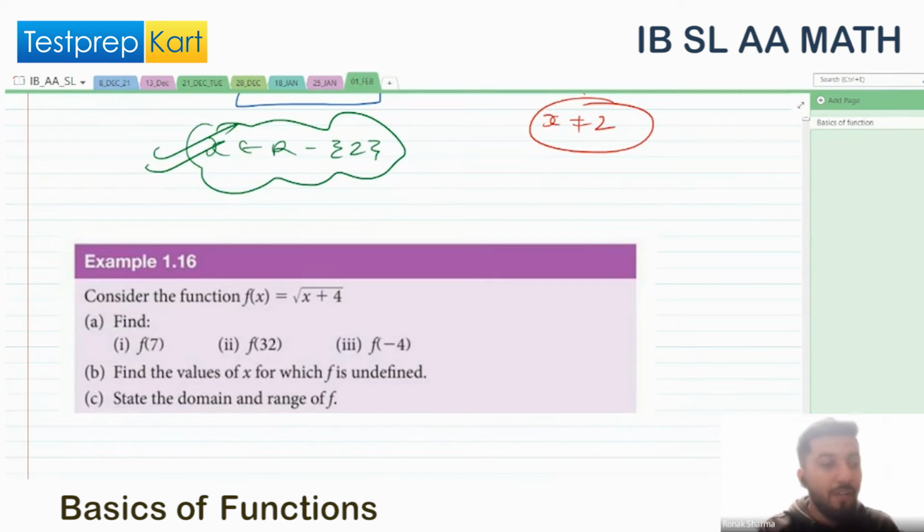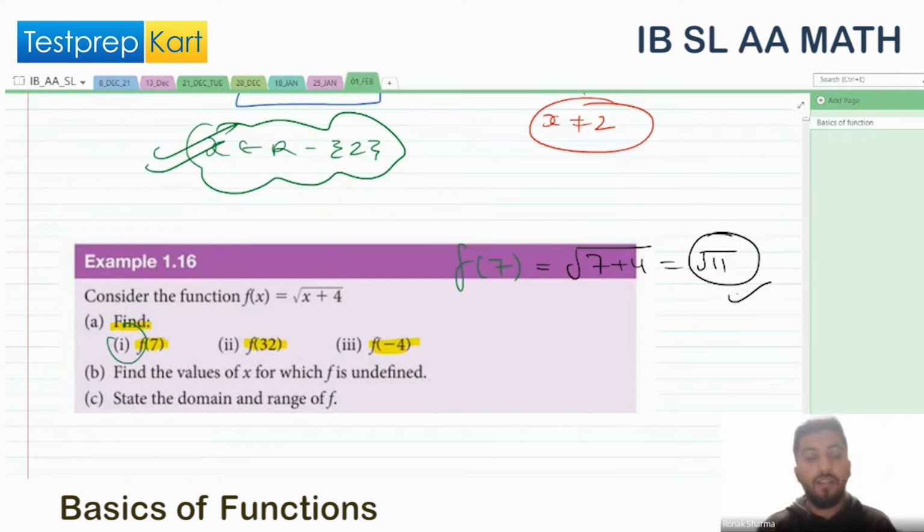So what do we have? Here we have the function. The first question is asking you to find the value of the function at different points. So I'll solve the first part. See, they're asking us f of 7, right? So you simply put x equal to 7 here. So what will it become? Root over 7 plus 4, that means root 11. So root 11 is your answer. It is not a perfect square, so I'm just keeping it this way only. So f of 7 is root 11. Similarly, calculate this and this, then go for b and c also.